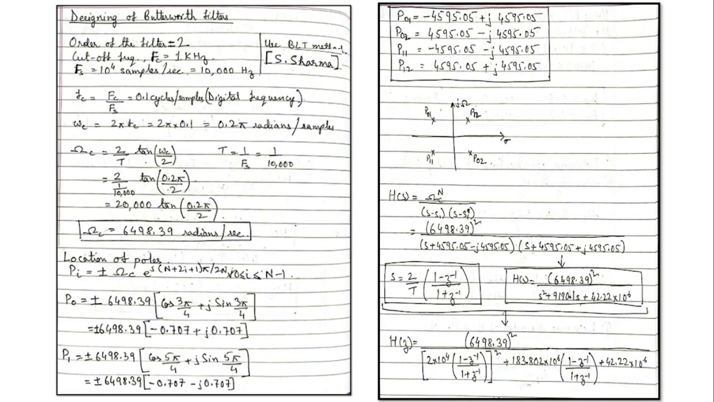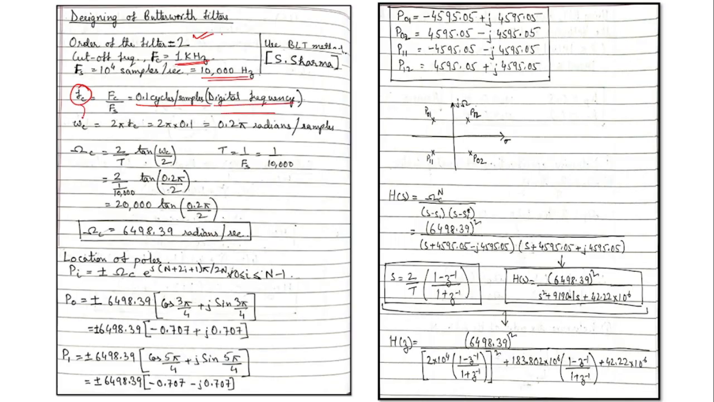Another type of numerical you can get is where the order is given. You may be given the cutoff frequency fc equals 1 kilohertz, fs equals 10 to the power 4 samples per second, that is 10 kilohertz. These are all analog frequency components, so we need to find fc. Capital fc divided by fs is equal to 0.1 cycles per sample, which is basically the digital frequency.